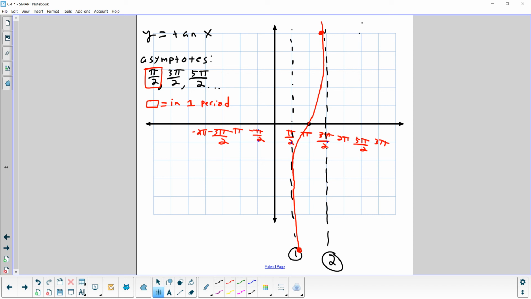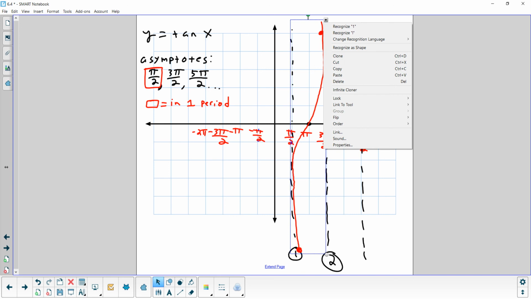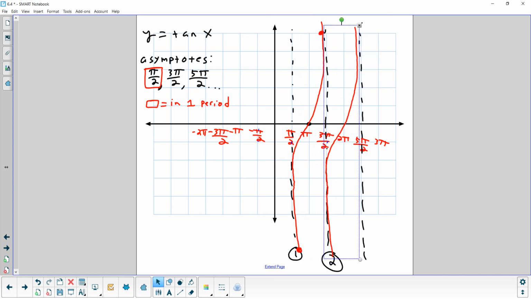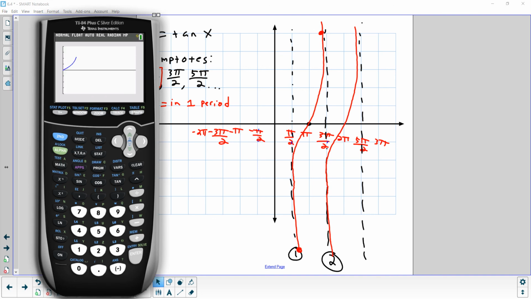And that's basically what the graph of tangent looks like. That pattern is repeated over and over by taking what you already drew, make a copy of it, and then just put it in the next section. So the graph of tangent is what we call a discontinuous function. You can't sketch it without lifting your pencil. Right? That's showing 2 cycles of tangent.